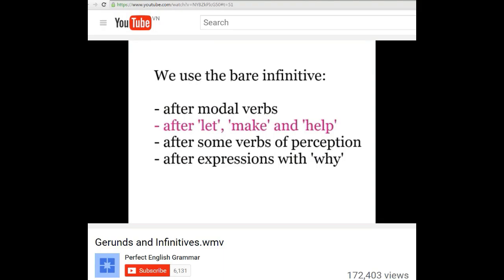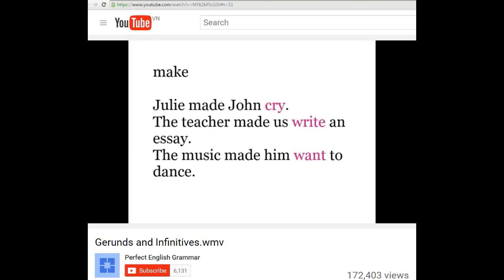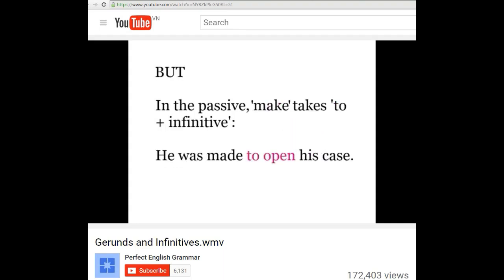We use the bare infinitive after let, make, and help. Let. Let's go. Let John do it. Let is always followed by an object and the bare infinitive. Make. Julie made John cry. The teacher made us write an essay. The music made him want to dance.